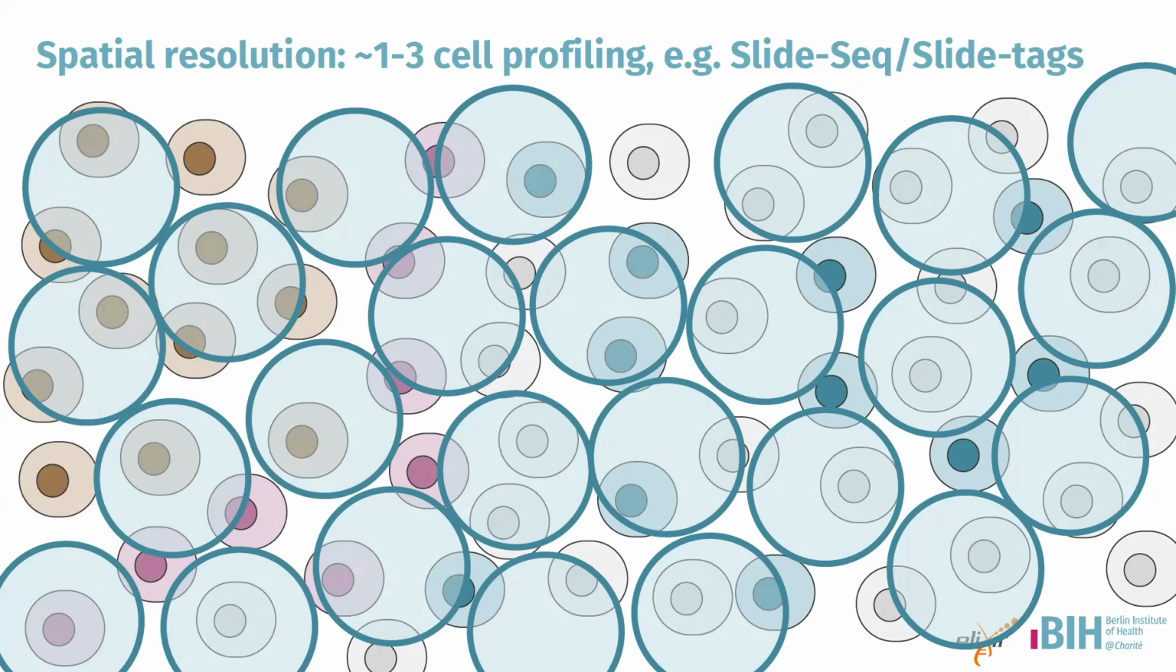You can also get these methods that are in the range of 1 to 3 cells. Technologies such as Slide-seq and Slide-tags, where you're roughly capturing a cell. But this also gives you this kind of awkward problem of inside one region, you could have a cell, or you could have 2 or even parts of other cells, right? So depending on how your spots are distributed over the tissue, over the capture region, could make this a potentially challenging task.